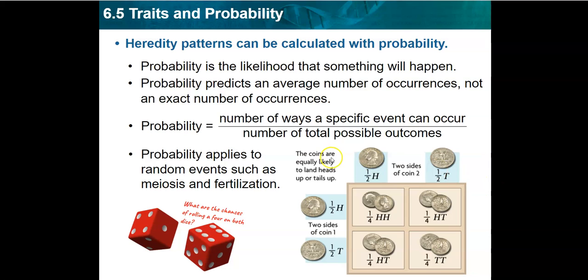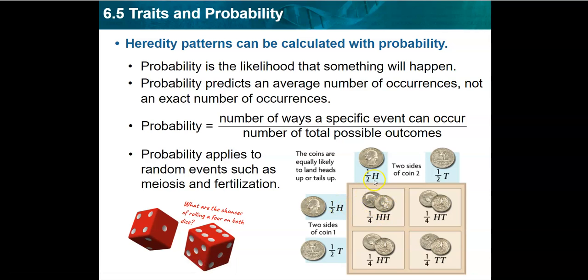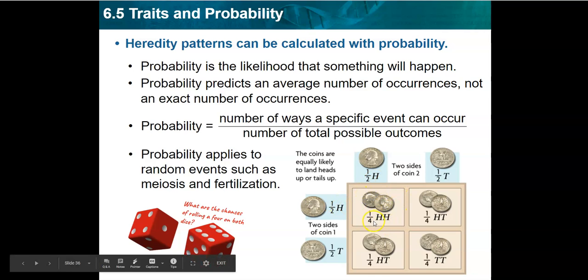So in this example, the coins are equally likely to land heads up or tails up. So it's a 1 in 2 probability. When we combine them, we calculate that by taking 1/2 times 1/2, and that's going to give us a 1 in 4 chance of both coins landing heads up.